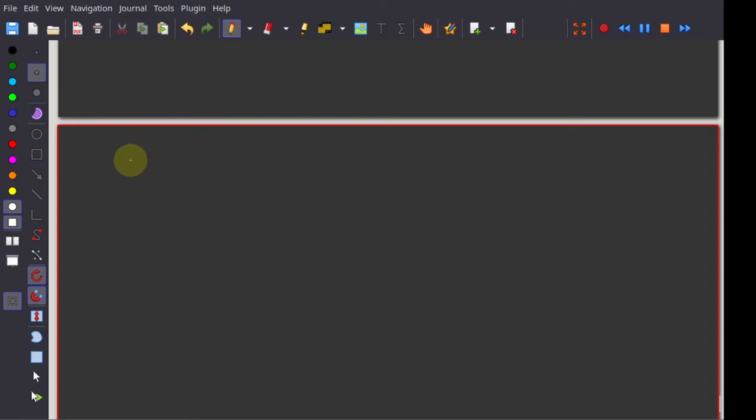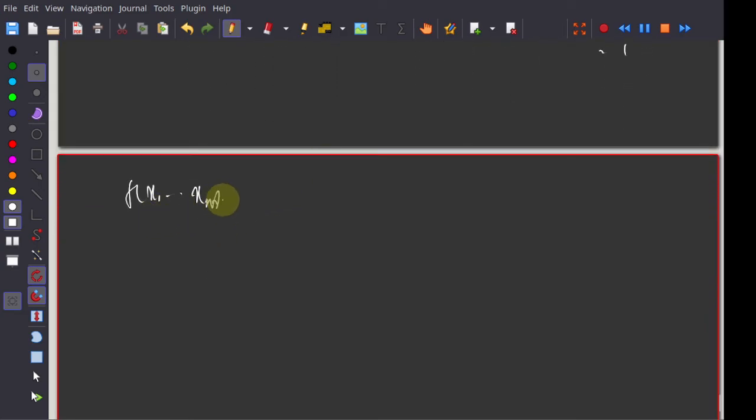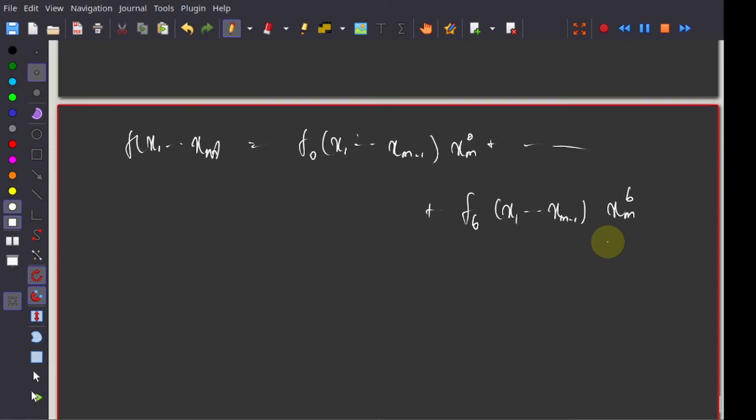So once again, we are given f of x1 to xm. Right now we proved it for polynomials in one variable, any degree. Correct? So now suppose we have m variables. Let's suppose that the statement is true for all polynomials in m minus 1 variables, and now we want to show it for polynomials of m variables.